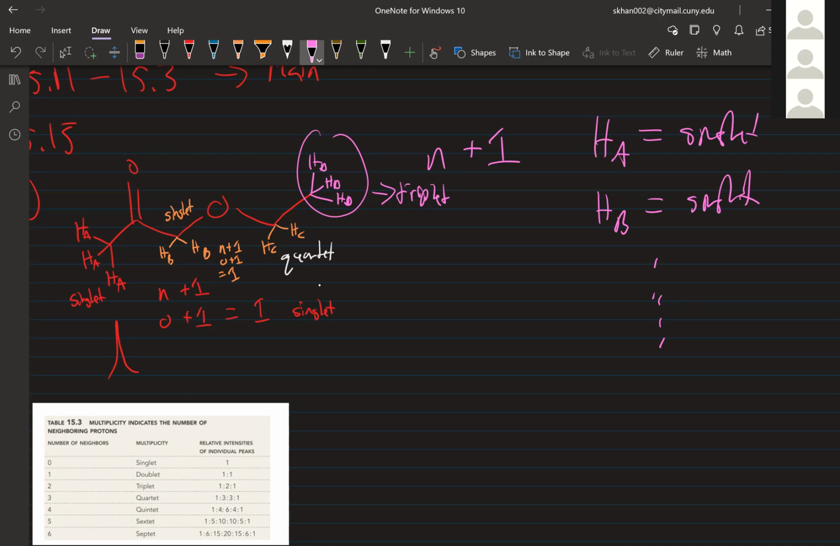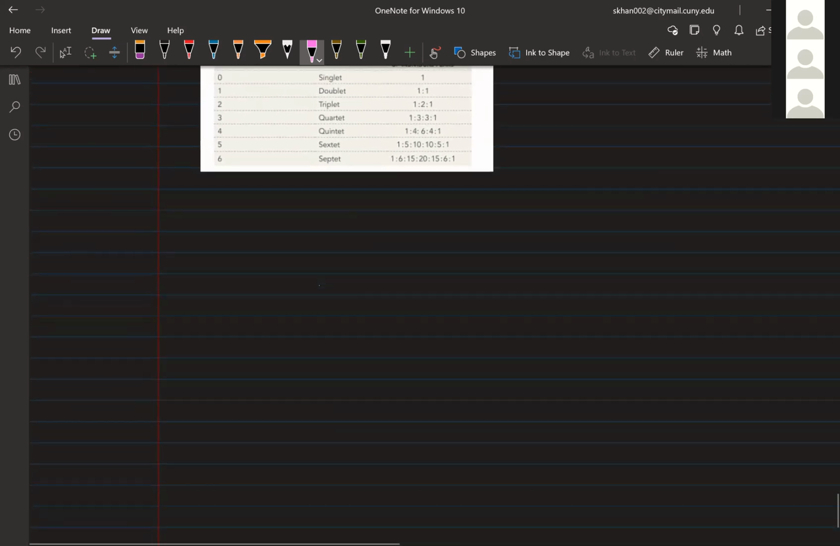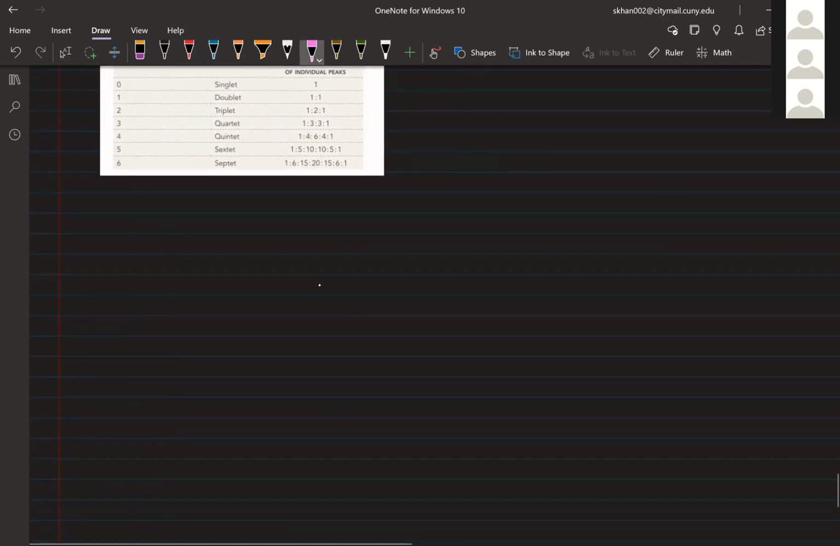Let's do another one. So let's do two practice problems at least of the multiplicity, so everyone's on the same page. Let's do B. So here we have carbonyl.